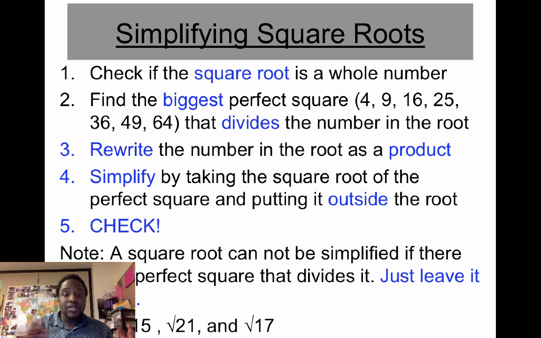Square root of 21 is also good, because it's 1, 3, 7, and 21 that go into 21, and none of them are perfect squares. 17 is a prime number, so 1 and 17 go into it, so there are no perfect squares that go into the square root of 17, so that's also simplified already.